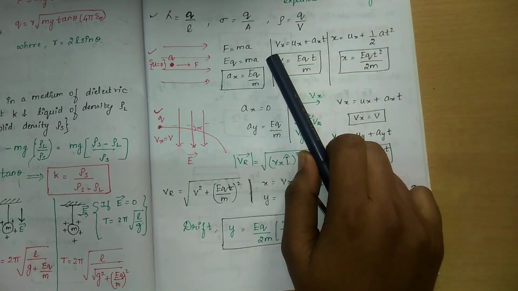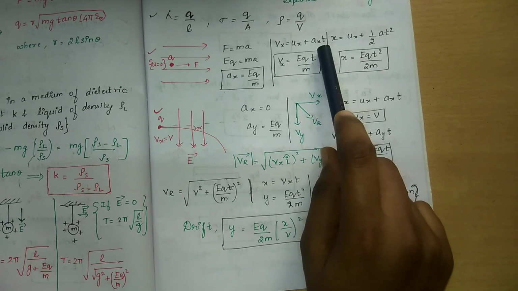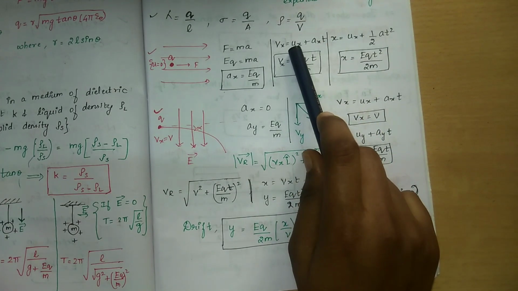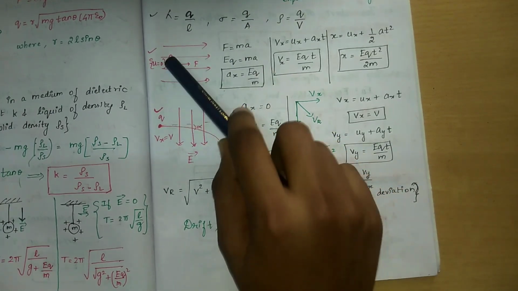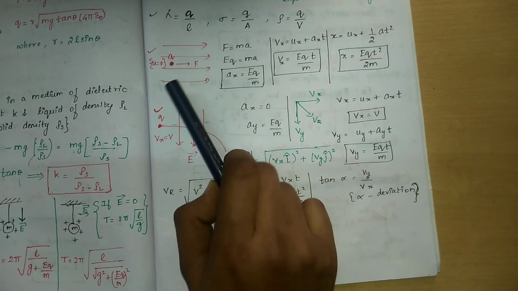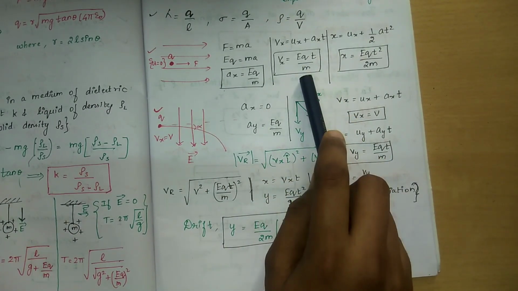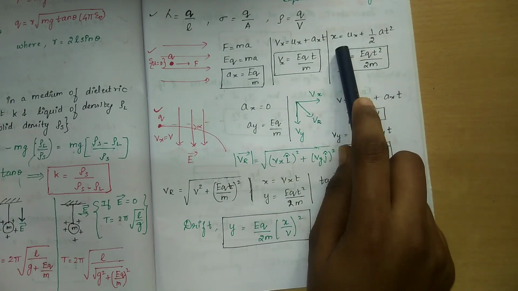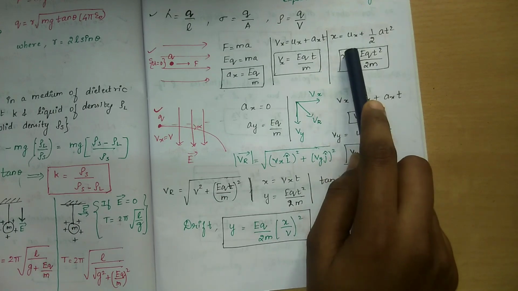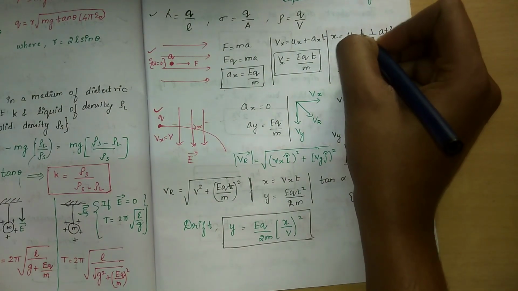Then velocity along the x direction will become ux plus ax t. You know a is EQ by m and ux is 0, and vy is also 0. There is no movement in the y direction, only movement in the x direction. So vx becomes EQt by m, where ux is 0. Then the distance travelled, x equals ut plus half a t square, here t.